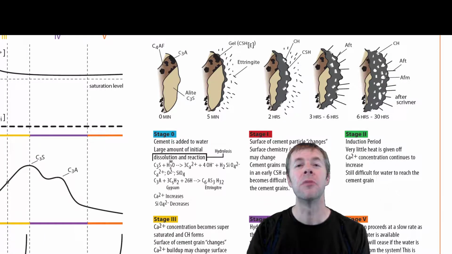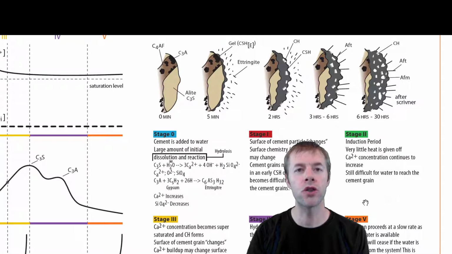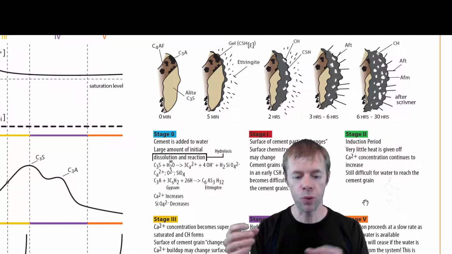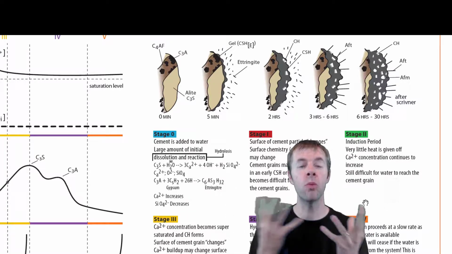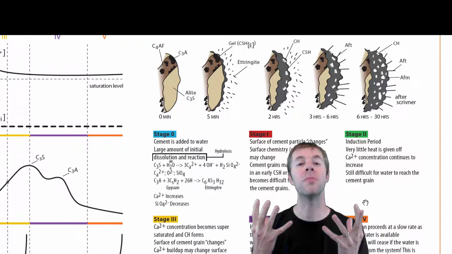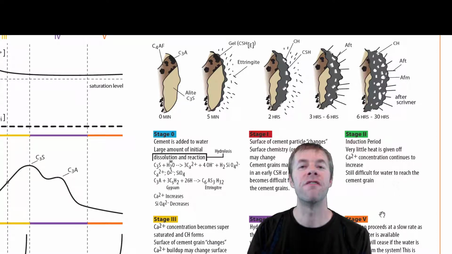But that pretty much takes us to the end of stage 1 and the beginning of stage 2, a very important period, the induction period. This is when concrete is transported from one place to another. This is when it's dumped out of the truck. This is when it's vibrated, consolidated, put in whatever shape that you want it to be. Okay? In this period, there's very little heat given off.